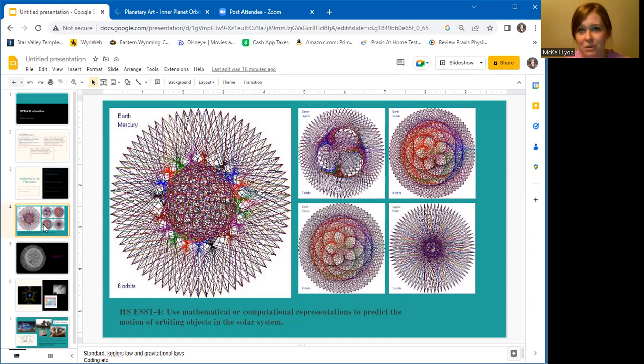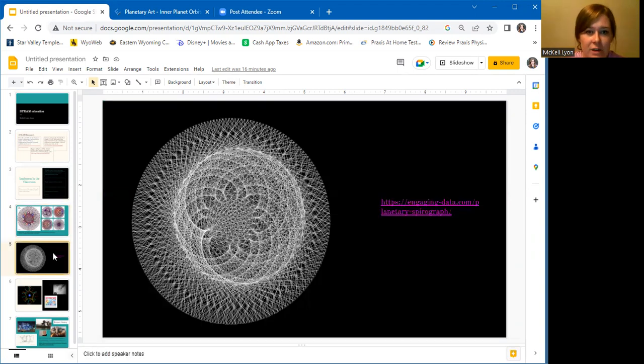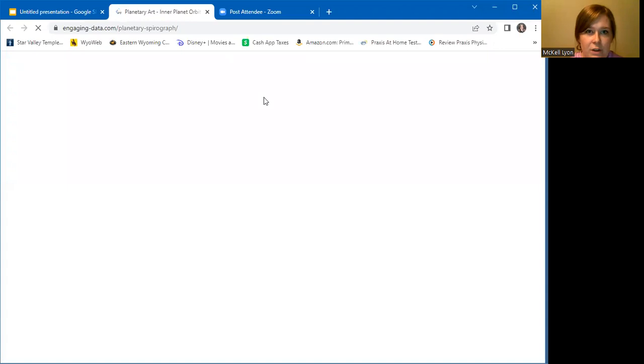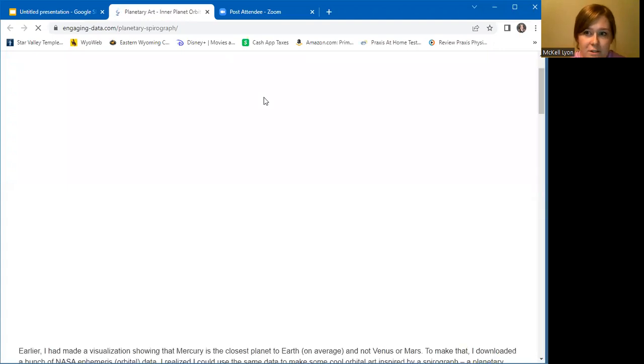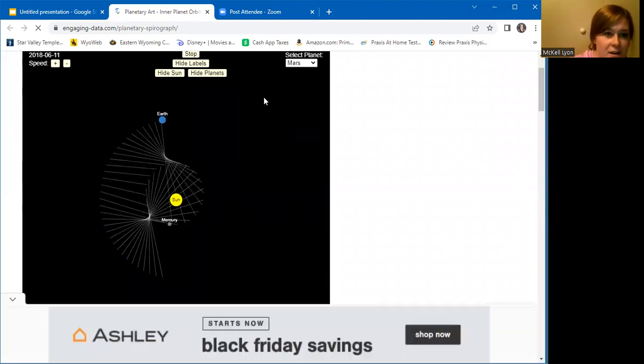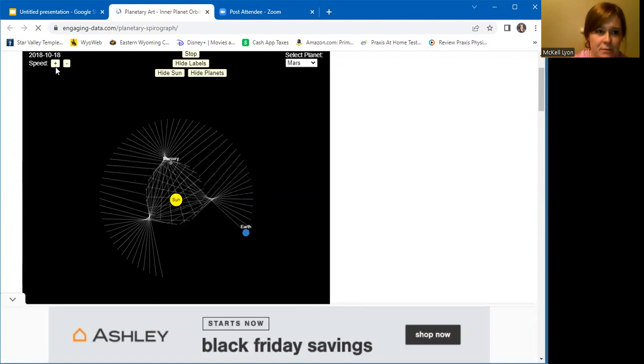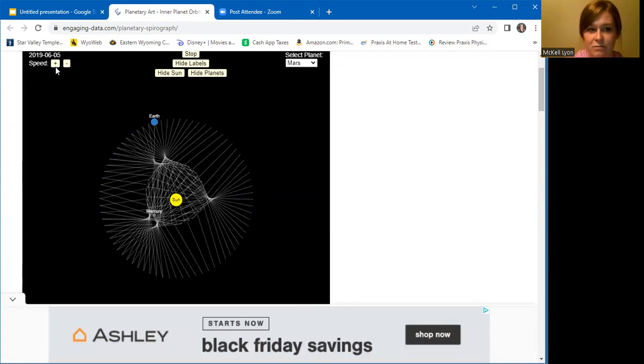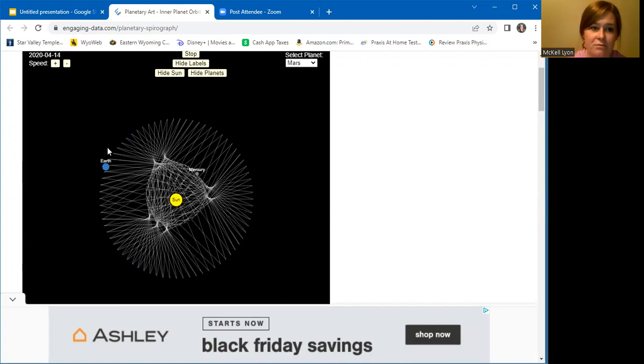I think it's really beautiful, and it's definitely art, but it's science. And you use technology to create this. I created my own. That's what you see here on the left. This is one using Earth and Mars. And if you go over here, this is how students could create their own. Hopefully the internet is fast enough. So right here, this is Earth and Mercury. You can speed it up, and it creates their own spirograph of the orbital patterns of Earth and Mercury.